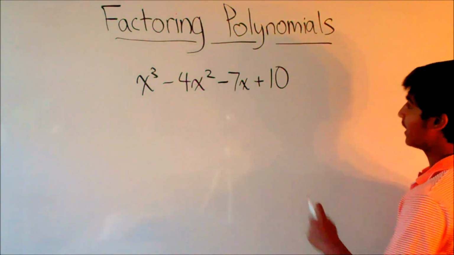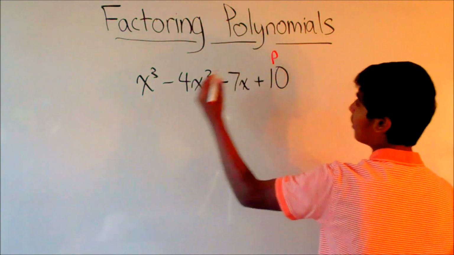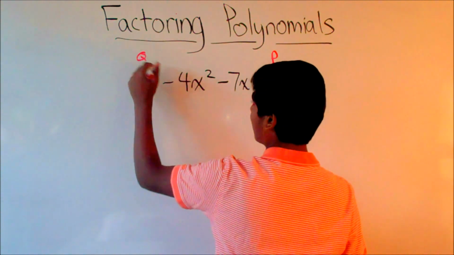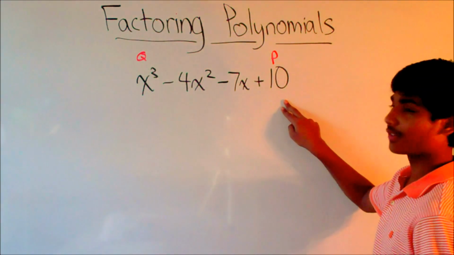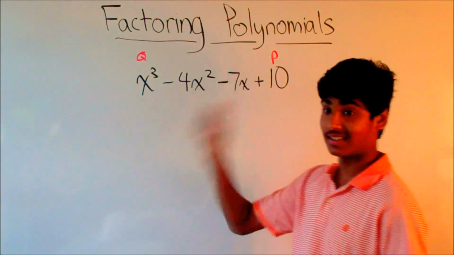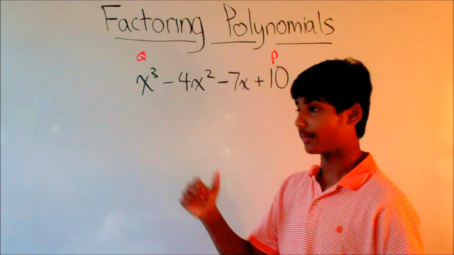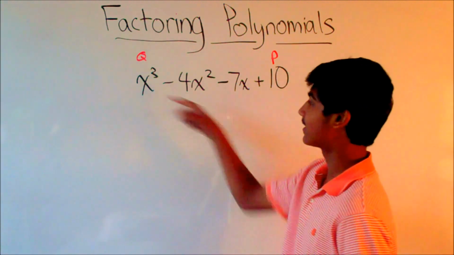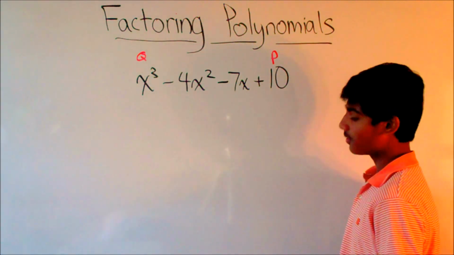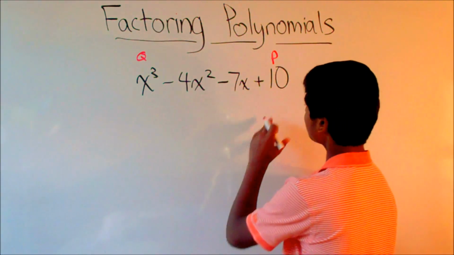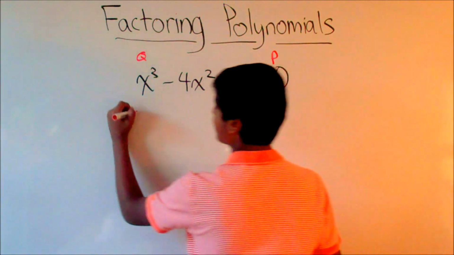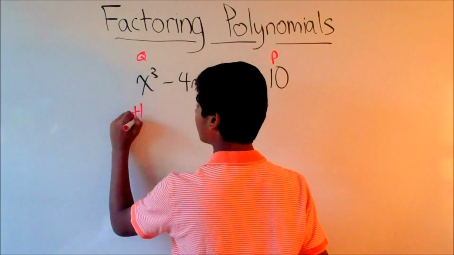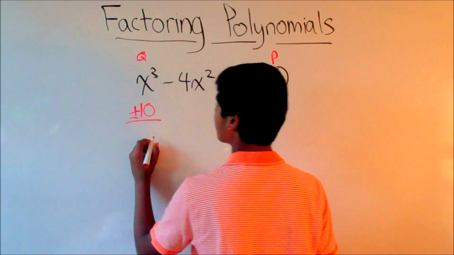So the way we do that is we go p over q. So this is p and that's q. p stands for the constant and q is the first term in the equation, the one with the highest exponent. So we do p over q. That would be plus or minus 10 over 1.